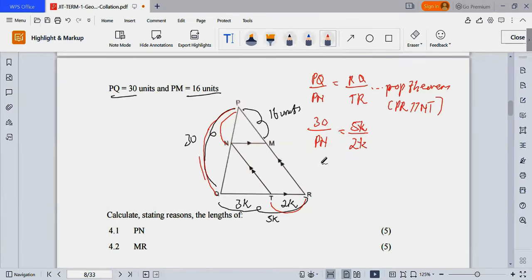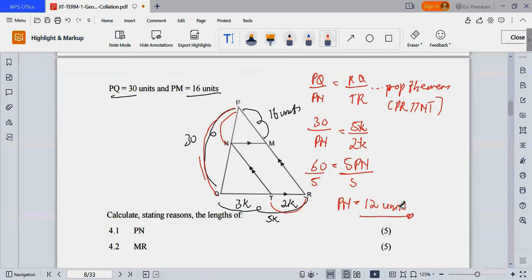Then if we cross multiply here, that's 30 times 2. So it gives us 60. And then we have 5 times PN. So we are supposed to divide by 5 both sides. Then if we say 60 divided by 5, that gives us a value of PN being 12. So it's 12 units.